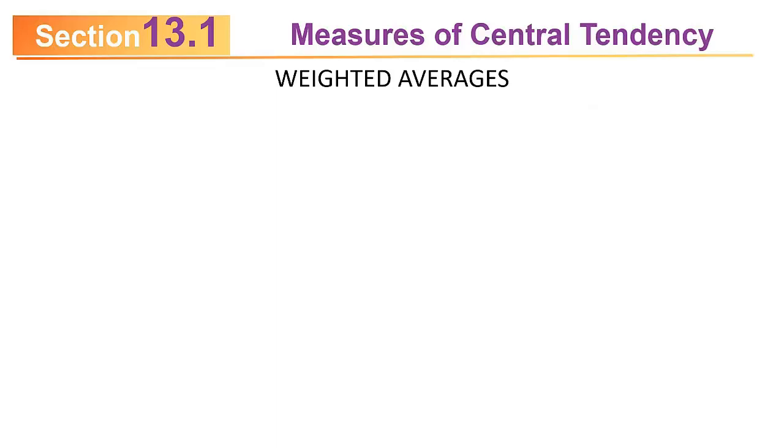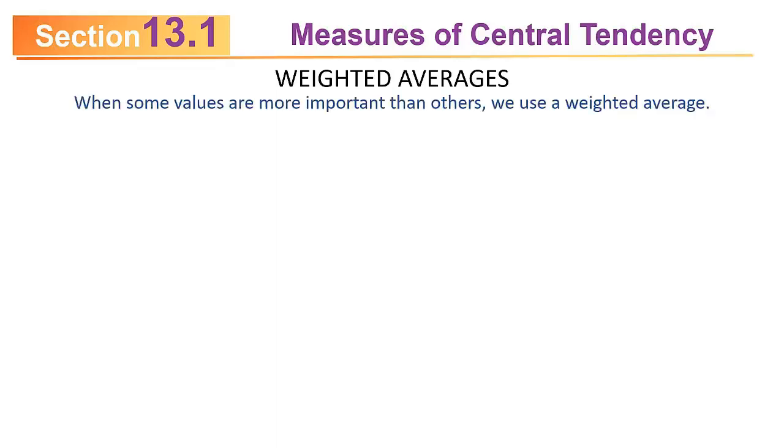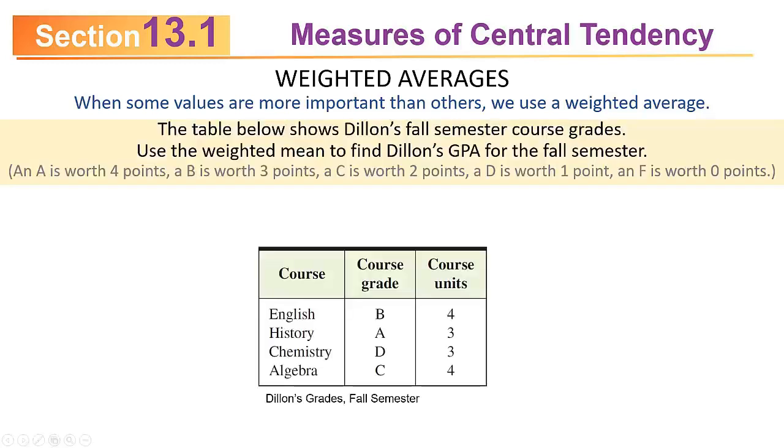Now let's talk about something called a weighted average. When some values are more important than others, we use a weighted average. The table below shows Dylan's fall semester course grades. Use the weighted mean to find Dylan's GPA for the fall semester. An A is worth 4 points, a B is worth 3 points, a C is worth 2 points, a D is worth 1 point, and F is worth 0 points.